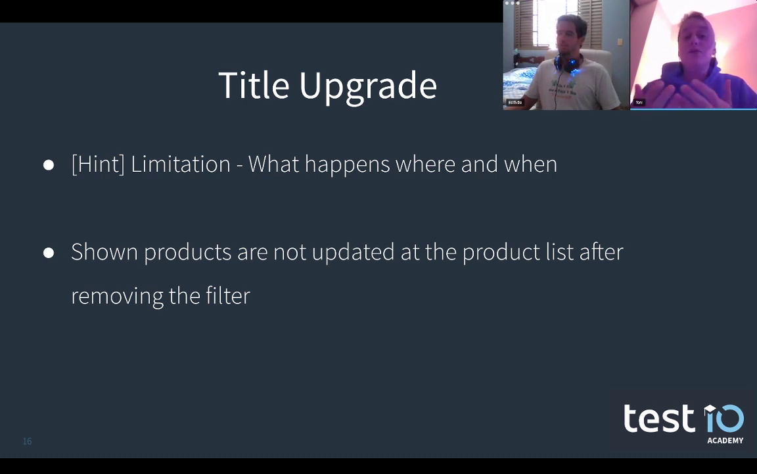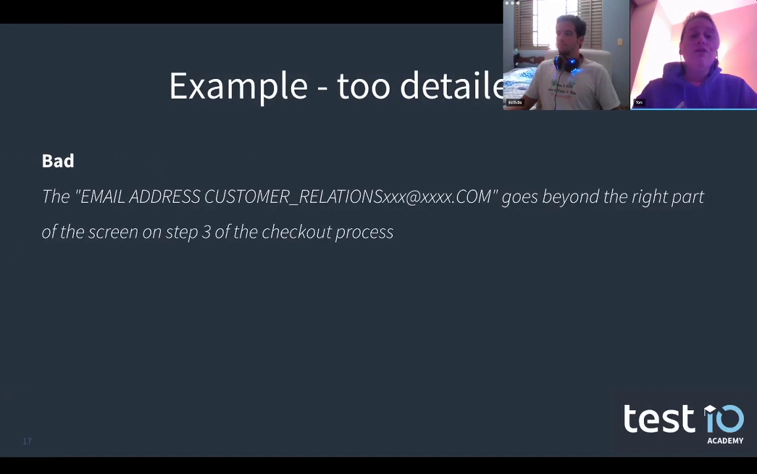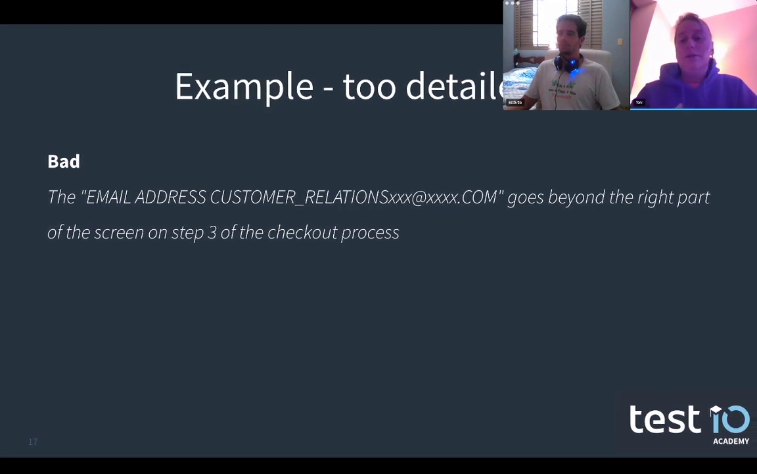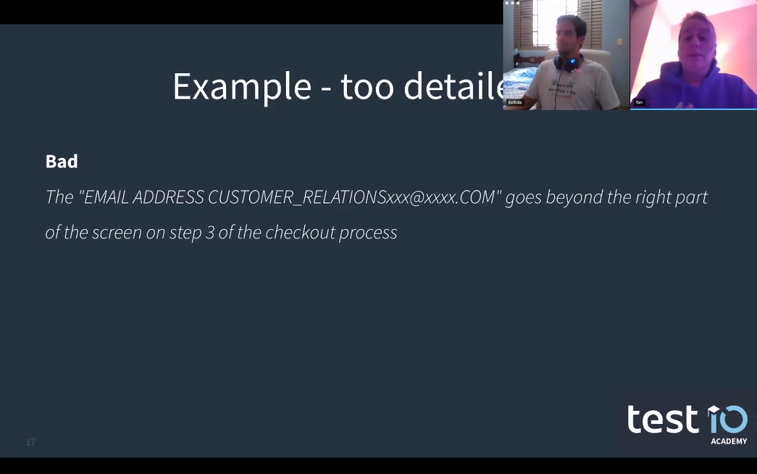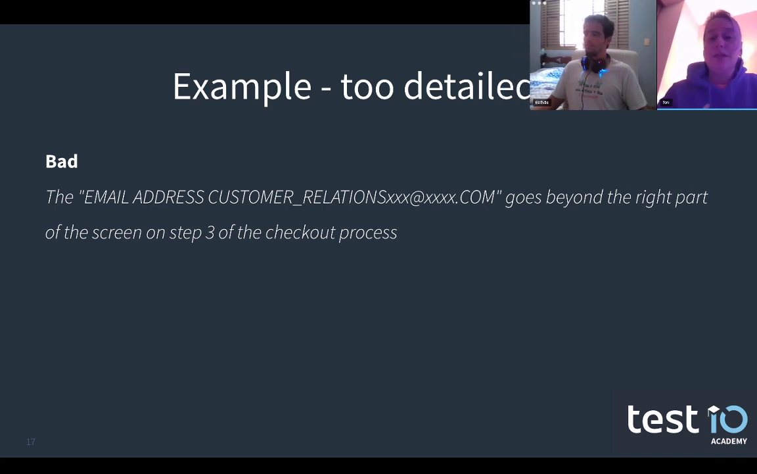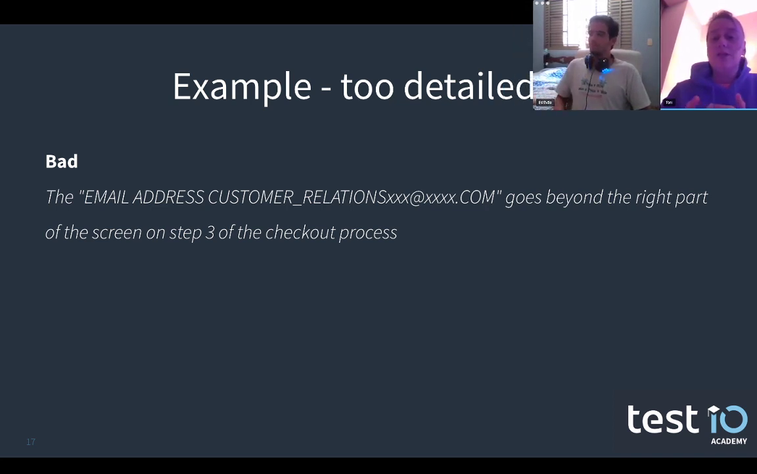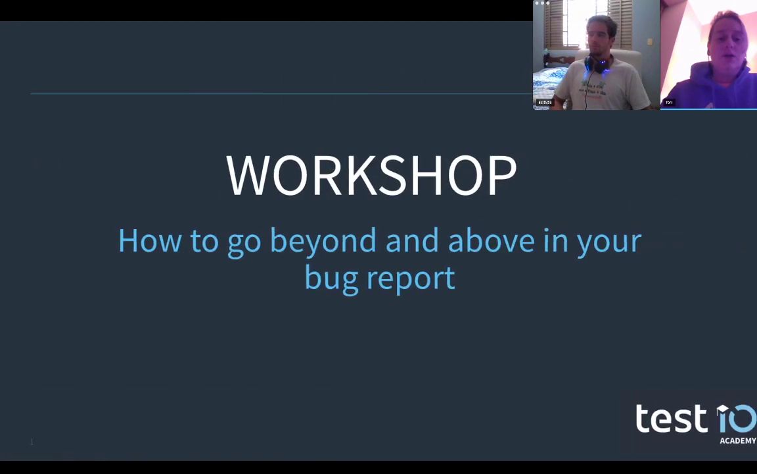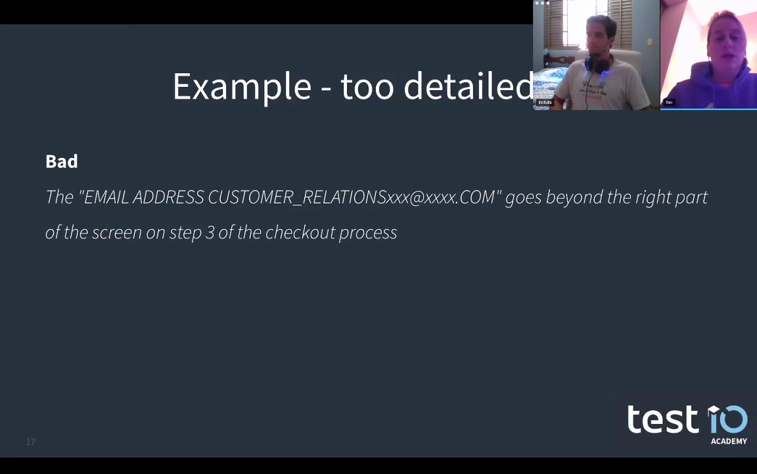So most of them are too detailed. In the first example, we see that there's the whole email address stated in the bug. So the bad example here is: the email address customerrelations@xxx.com goes beyond the right part of the screen on step 3 of the checkout process. If you want to make a better title of it, you can just say the email address goes beyond the screen at step 3 in the checkout.